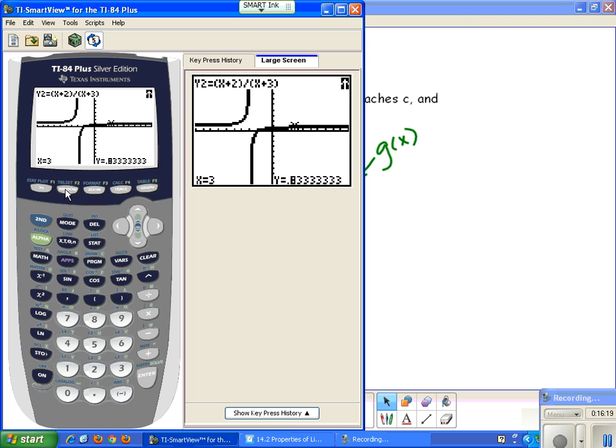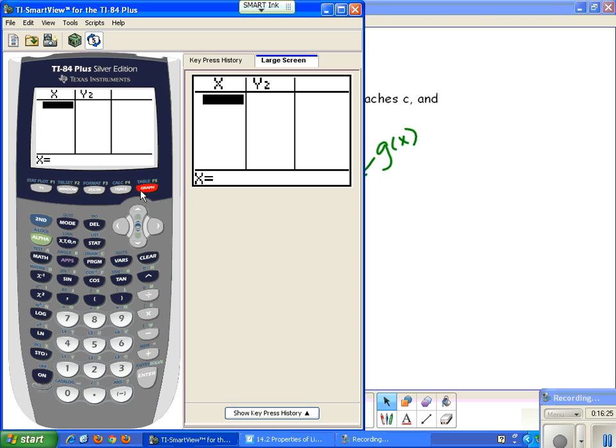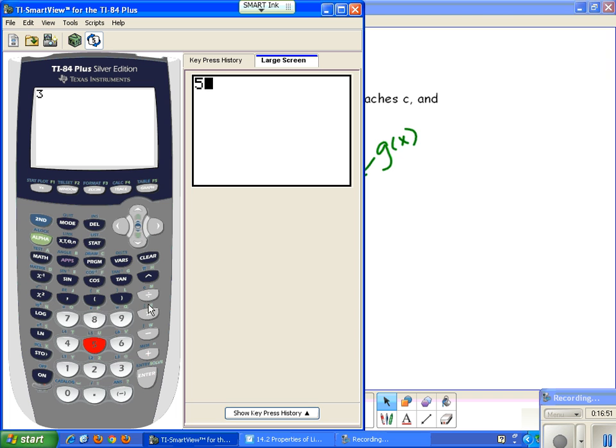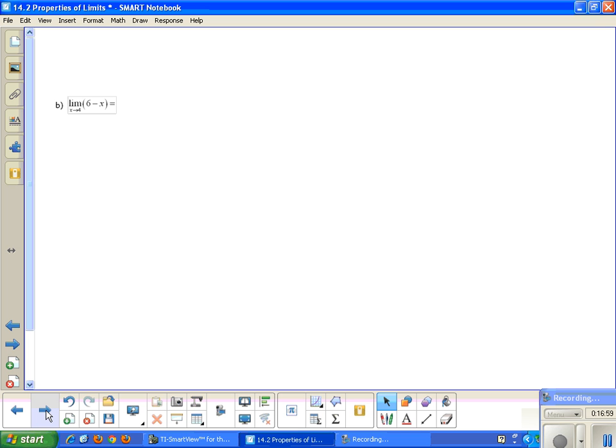Or you could also do second window and go to ask and look at the table values as you come very close to 3. So values very close to 3 from the left side of your equation are going to be values less than 3, so 2.99. And then values from the right of 3, very close to 3, would be like 3.001. And notice that it's coming to the same number, which again is 5/6. And just to even show you, 5 divided by 6 gives you 0.83, repeating.